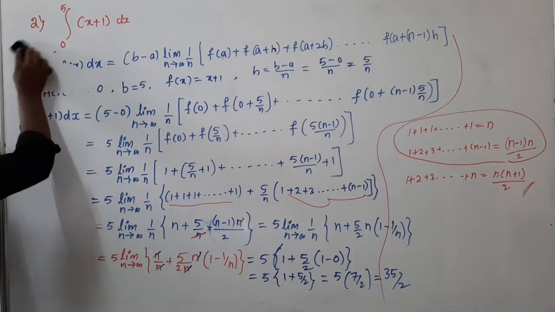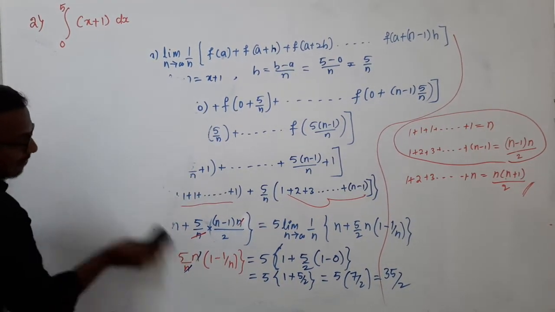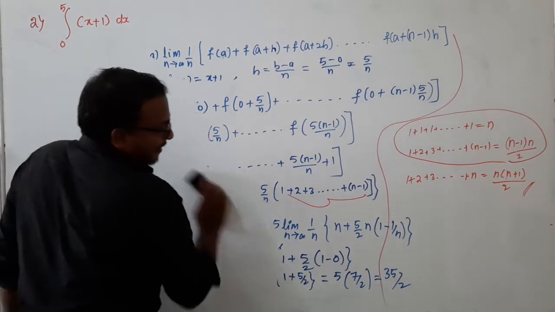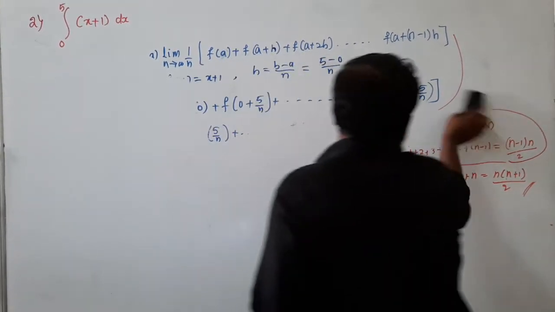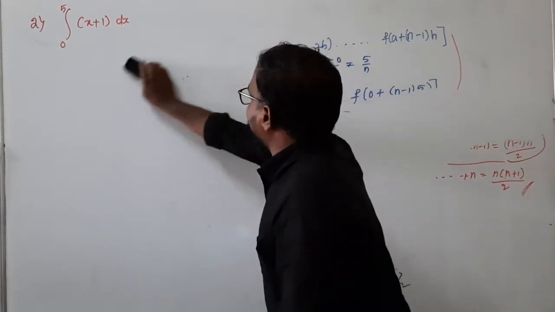Okay, I will show you a shortcut method to find the given solution. We have solved and got the solution 35 by 2. Is it true? We need to check whether it is correct or not. I will show you that also.